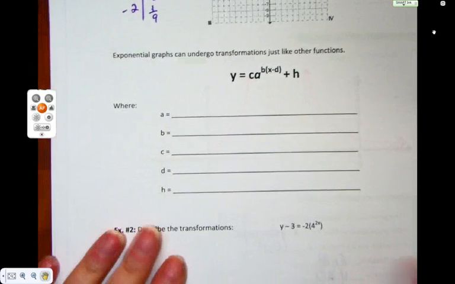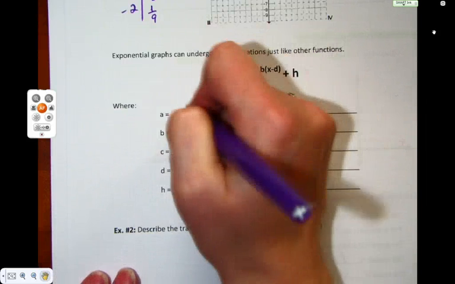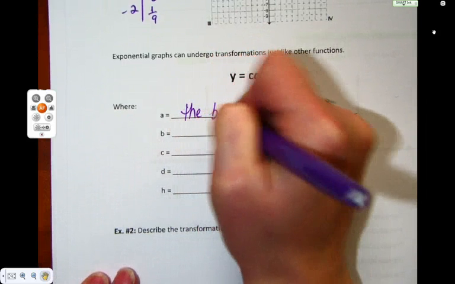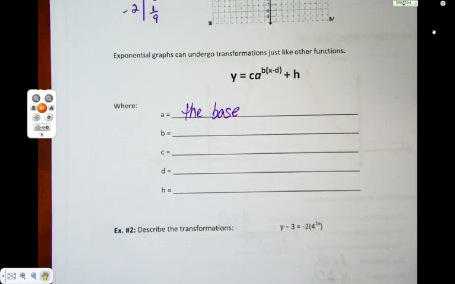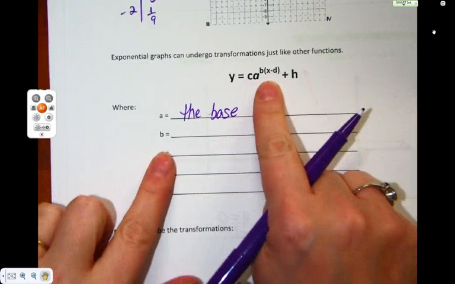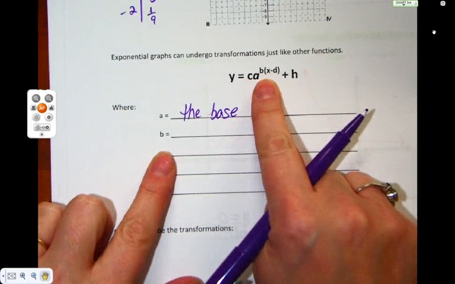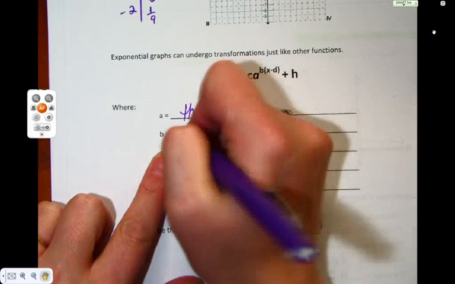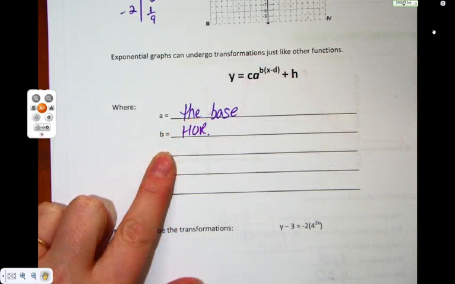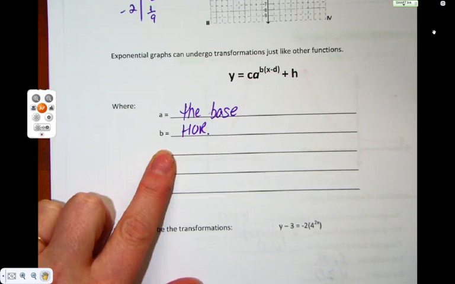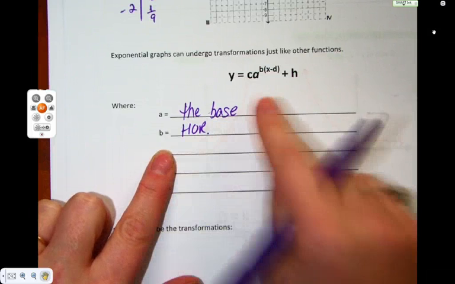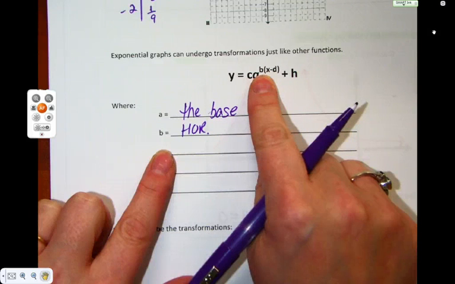Okay, so let's describe all of these. A is just the base. It's not a transformation. It's just the base graph, whether it's a 2 or a 3 or a 1/2. B, first thing you want to ask yourself, is it in the exponent or down in the main equation? So that tells you it's a horizontal something. Then just like before, if you're multiplying, it's a stretch or compression. If you're adding, it's a translation. If it's a negative, it's a reflection. So is this a multiplication or an addition subtraction?